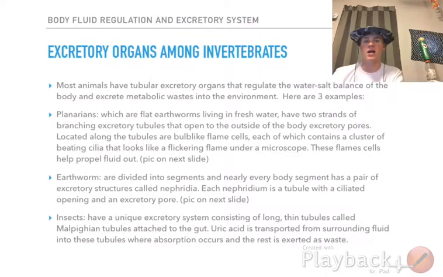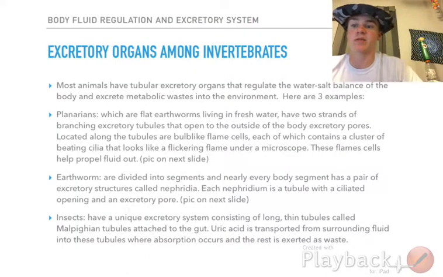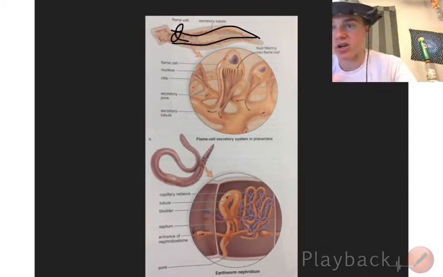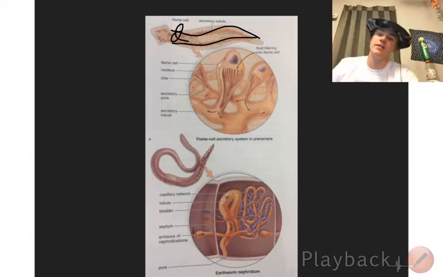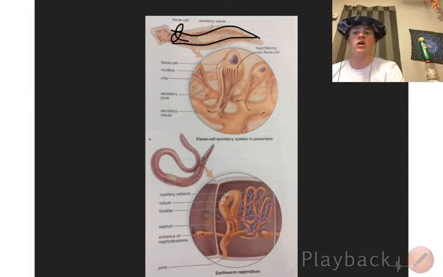Go back a slide. Earthworms are divided into segments, and nearly every body segment has a pair of excretory structures called nephridia. Each nephridium is a tubule with a ciliated opening and an excretory pore. Take a look at that. Here's the earthworm. Here we have a capillary network, a tubule, a bladder, a septum, the entrance of the nephrostome, and then, of course, the pore. And this is what I was talking about. You have those nephridia that allow waste to come through all the way out to the pore. A little more advanced, they have the bladder and the capillary network, unlike the planarian.